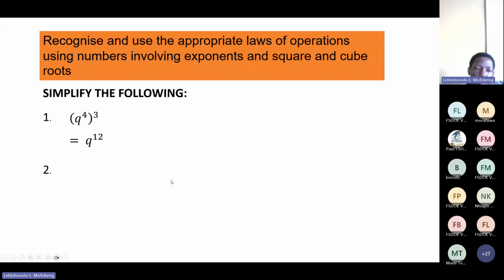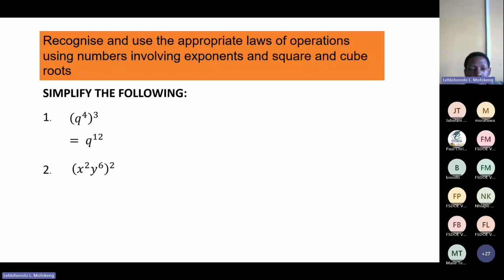Right, number 2. We are having x to exponent of 2, y to exponent of 6, all raised to exponent 2. So therefore, this time we are actually having a product raised to an exponent. So if we have a product raised to an exponent, it simply means we have to multiply each and every exponent that is inside the bracket.